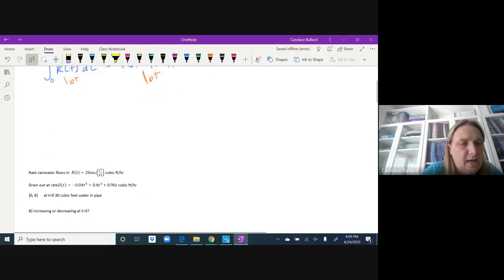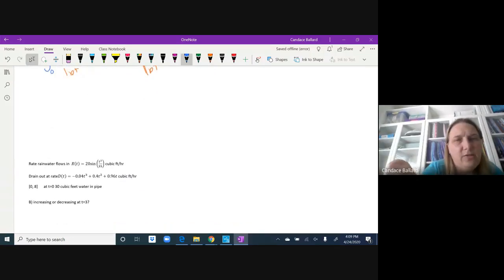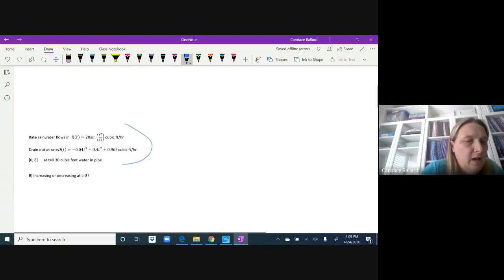All right, looking at part B. All this stuff here is just the stem of the question. I just copied and pasted it down. It's asking us, is the amount of water in the pipe increasing or decreasing at time t equals 3 hours? Give a reason for your answer.